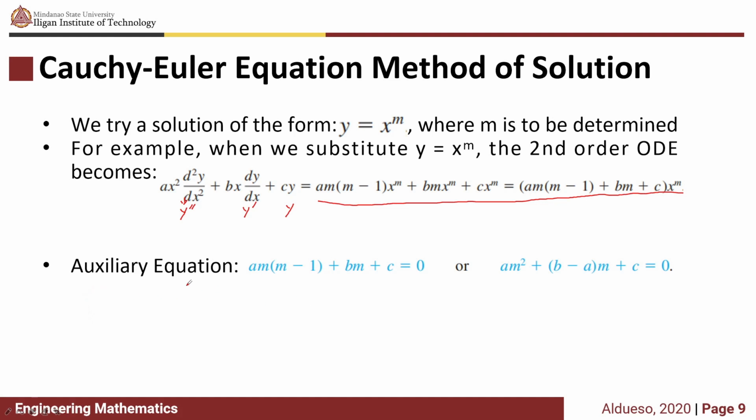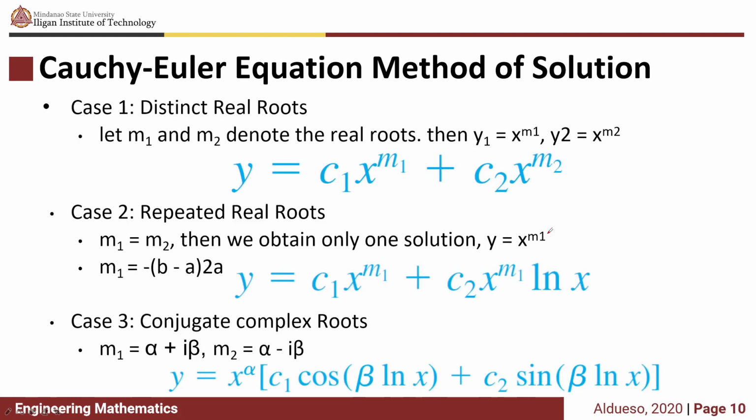So the auxiliary equation is this one, or rearranging the equation, we have this. There are three cases: distinct real roots, repeated real roots, and conjugate complex roots of the following form.